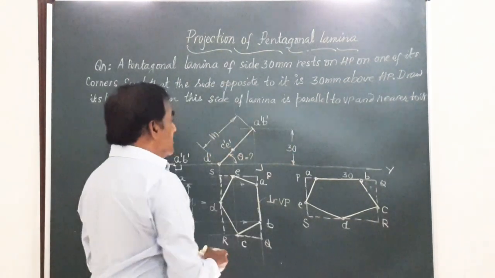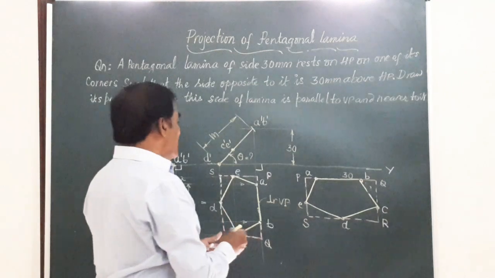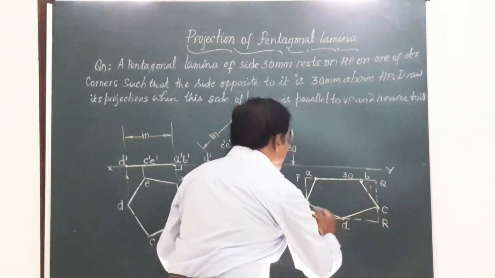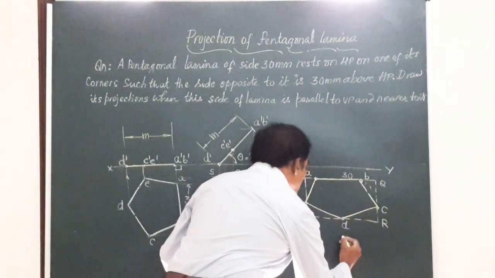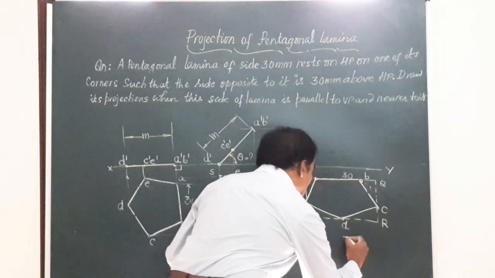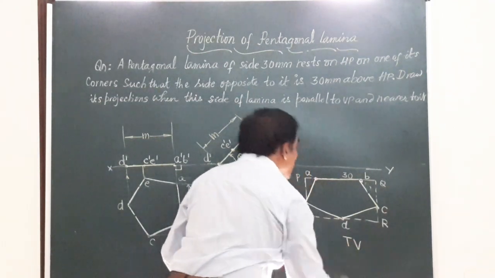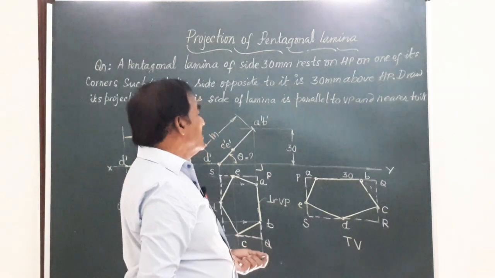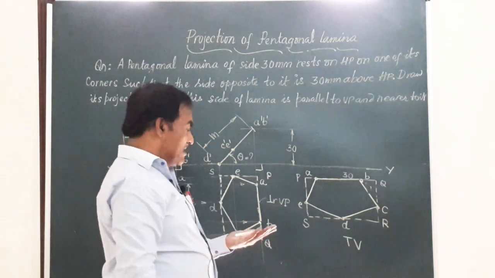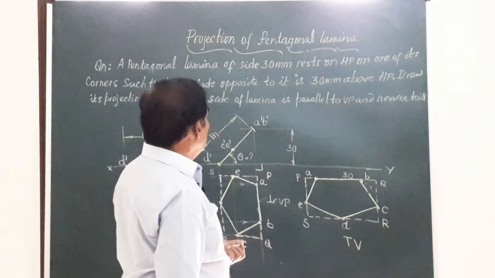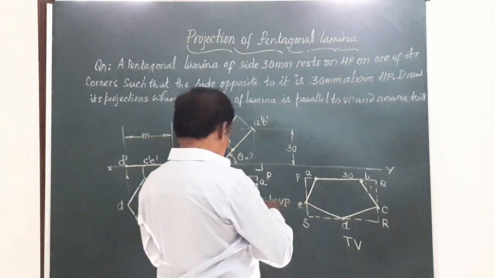Friends, we have got all the 5 corners. This figure ABCD represents the top view of the lamina finally. I will mark it as TV. Now we are left with getting the front view of the lamina. Friends, go ahead with the procedure.